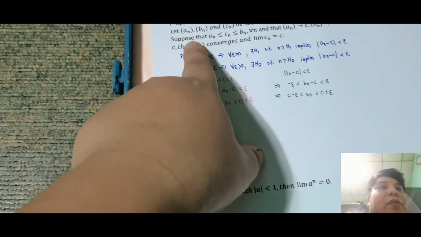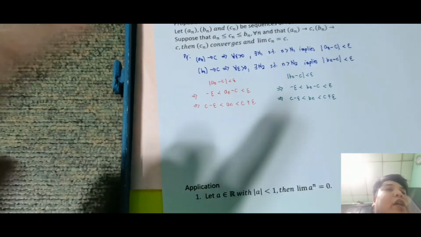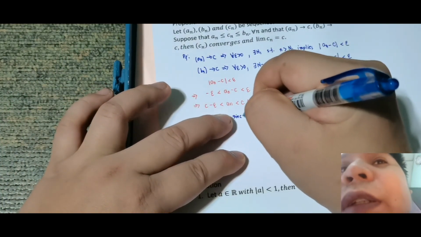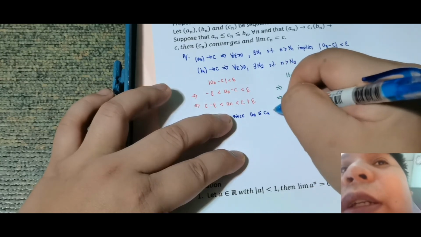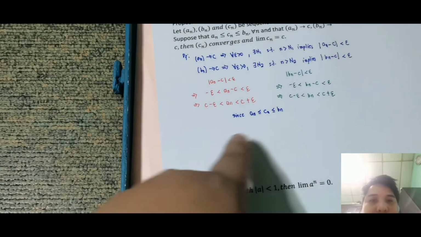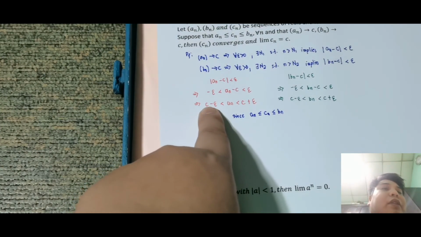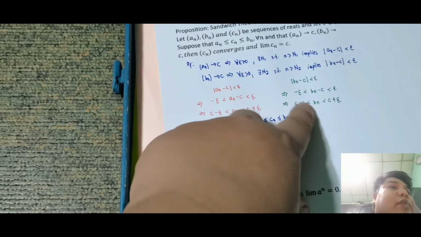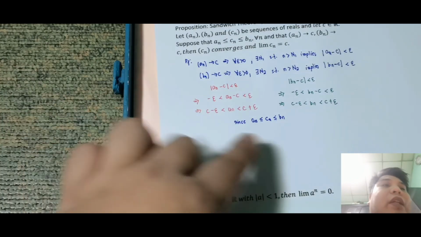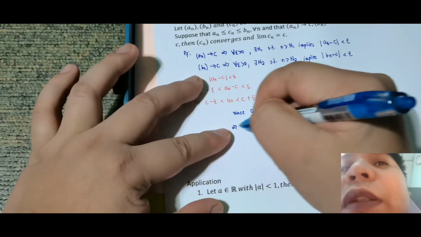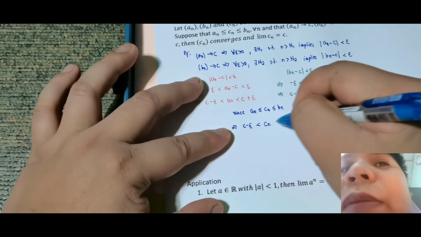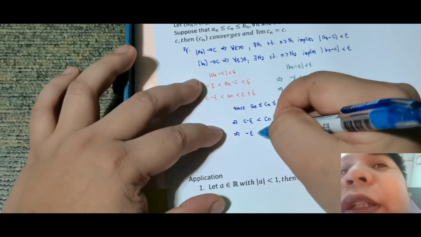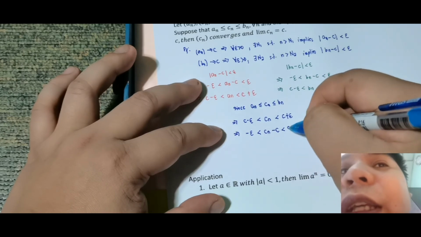Now, did you notice, suppose that A sub n is less than or equal to C sub n less than or equal to B sub n. Meaning, if I use that property, since A sub n is less than or equal to C sub n less than or equal to B sub n, I can assume that A sub n is greater than C minus epsilon and less than C plus epsilon, and B sub n likewise. This implies that C minus epsilon is less than C sub n less than C plus epsilon, which implies that negative epsilon is less than C sub n minus C less than epsilon.